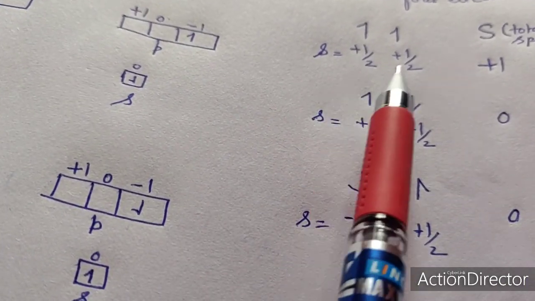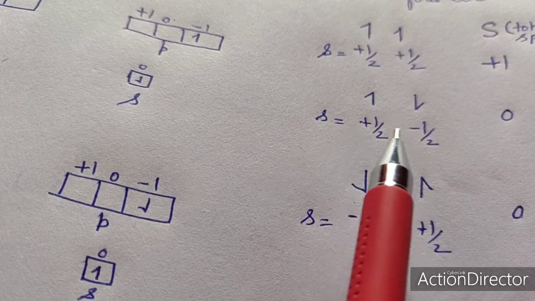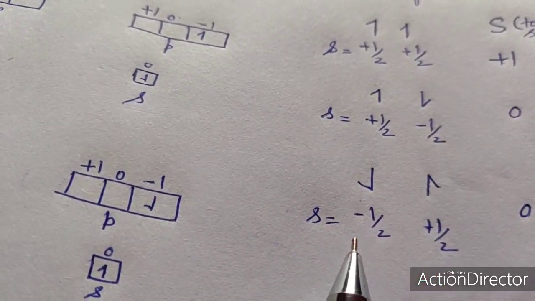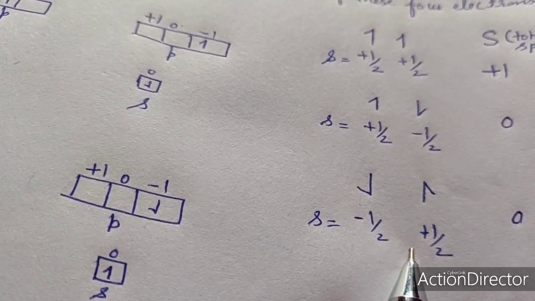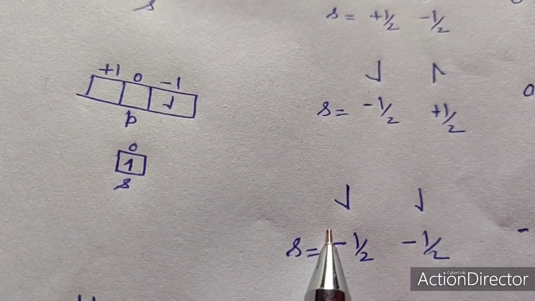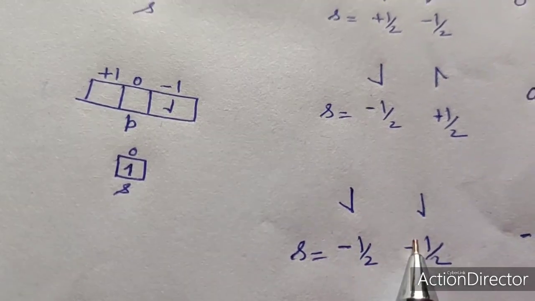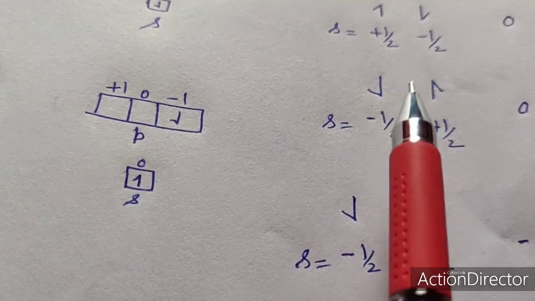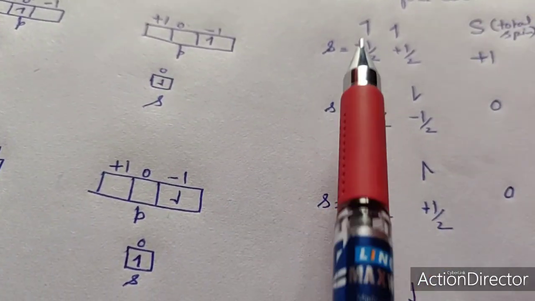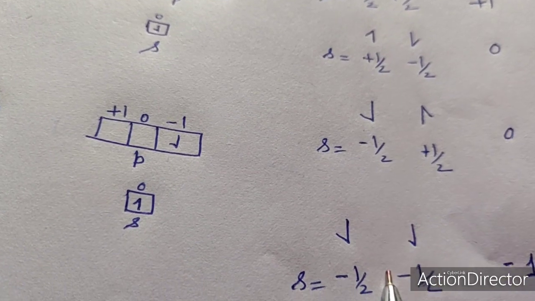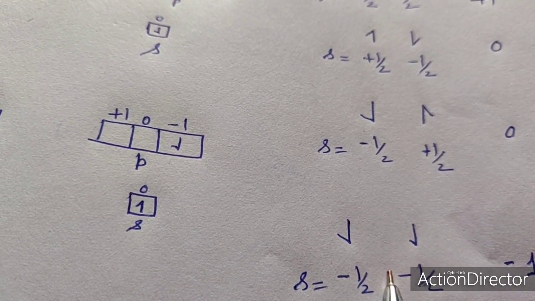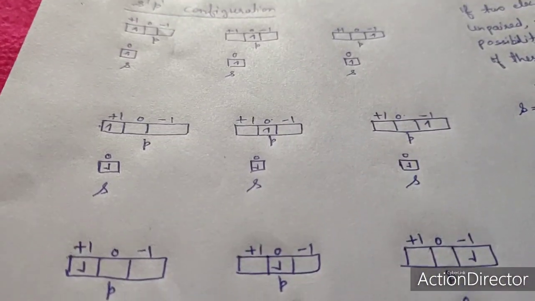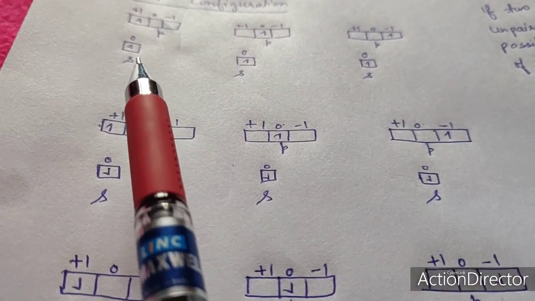In one combination both have plus half spin, in another one has plus half and the other minus half, in the third one has minus half and the other plus half, and in the fourth condition one has minus half and the other also has minus half spin. So we can see that there are four combinations of arrangement of these electrons in terms of their spin, and also in terms of arrangement in terms of L.